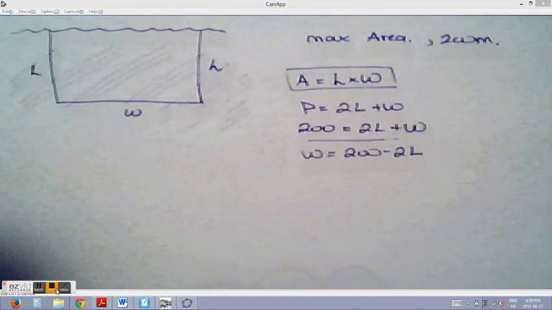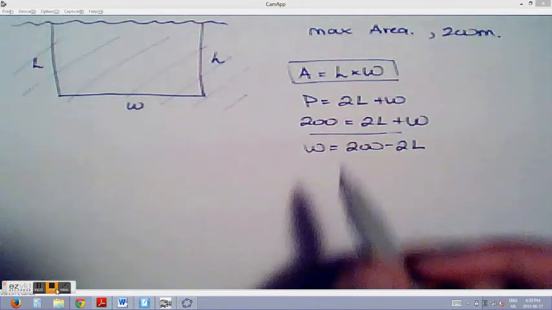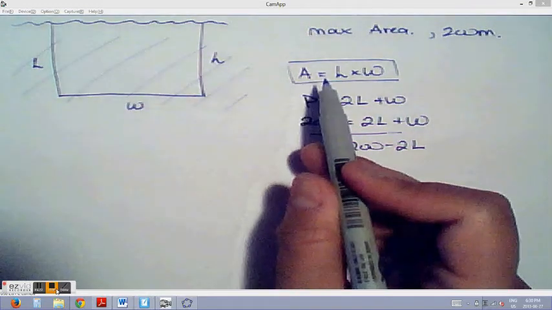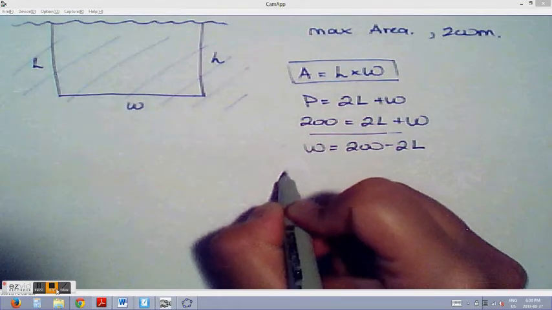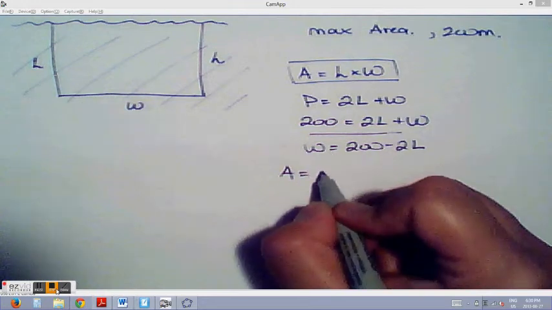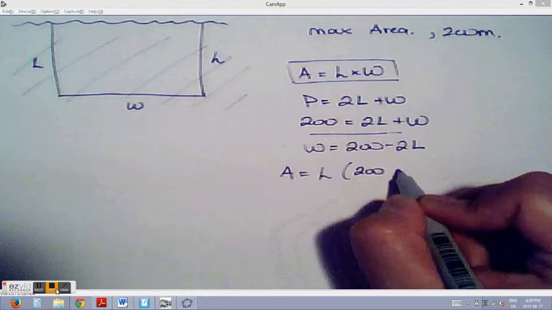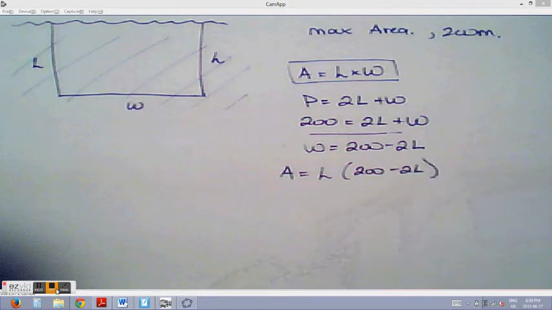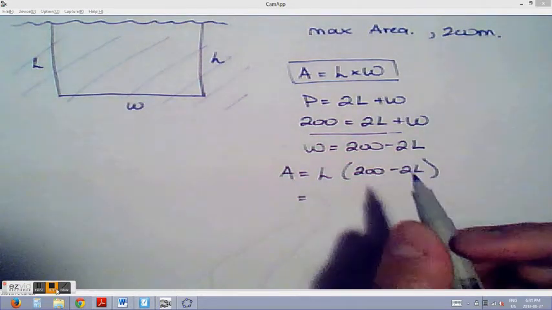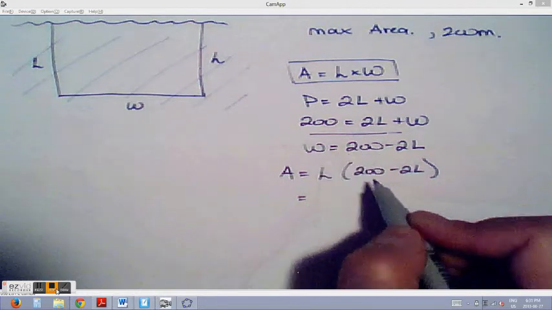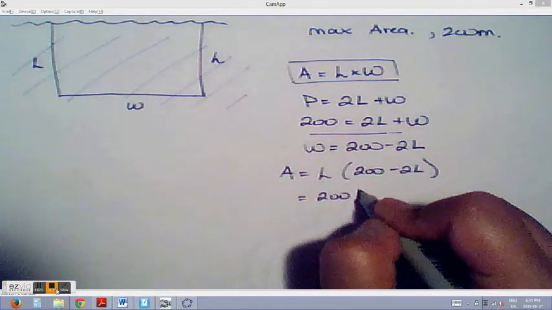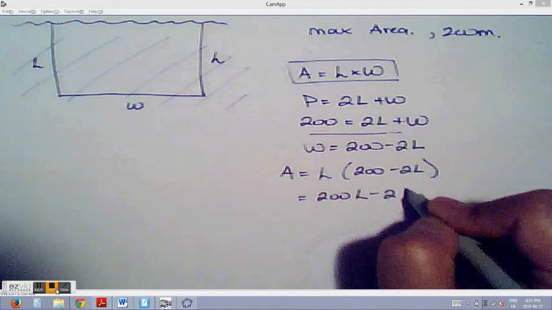Now I'm going to take this and sub it into the area. So area is then equal to L times (200 minus 2L). Just expanding that, I will now have 200L minus 2L squared.